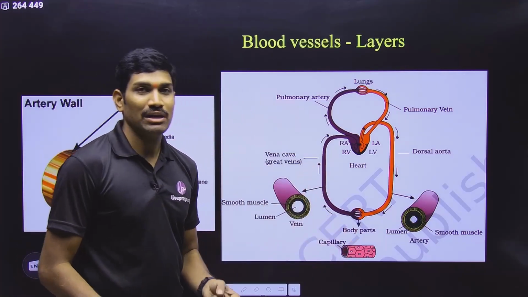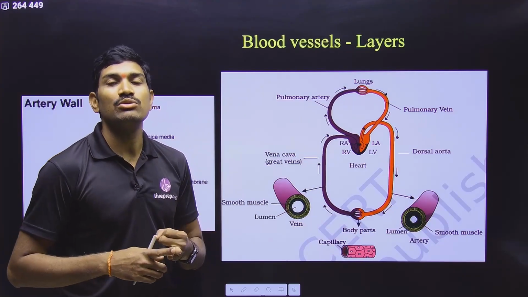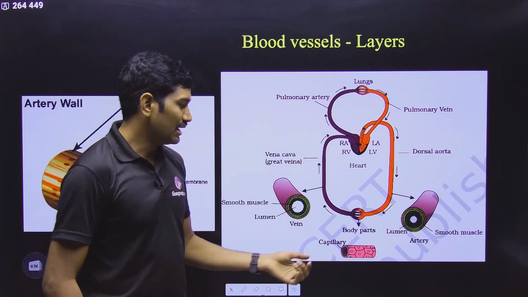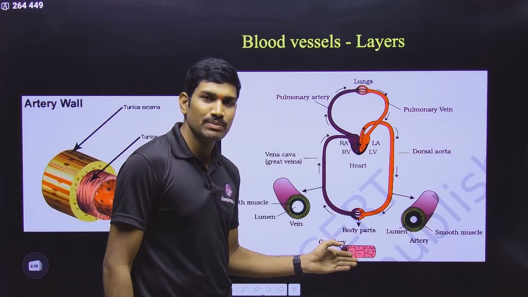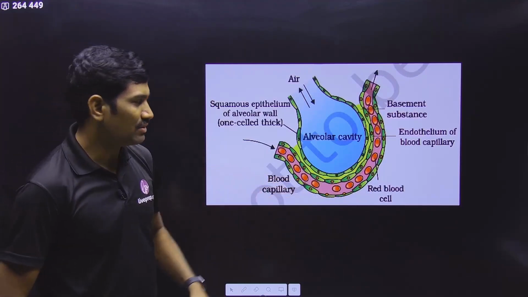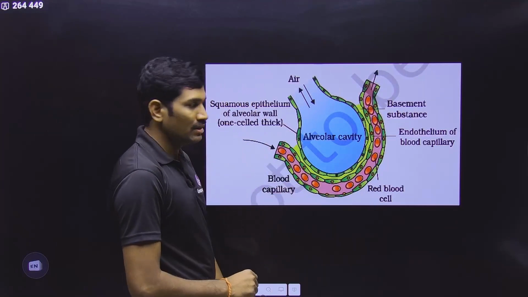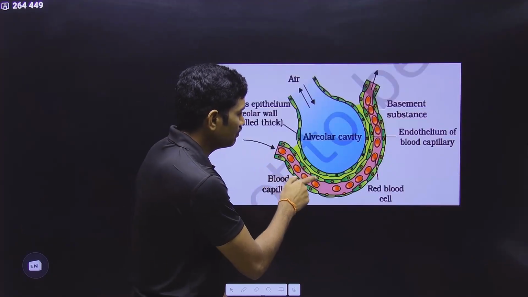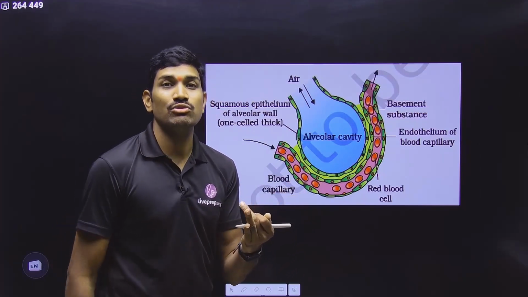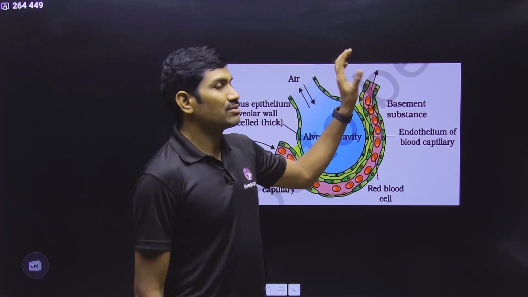In the case of the capillary, the outermost tunica externa is not present. The middle, tunica media, is also not present. Only the tunica intima, the innermost simple squamous epithelium, is present. One simple example we already studied, breathing and exchange of gases: this is the alveolus, and this is the blood capillary. What is present here? Simple squamous epithelium, a single layer only. It does not have tunica externa or tunica media, only the innermost layer, and that too of simple squamous epithelial cells.